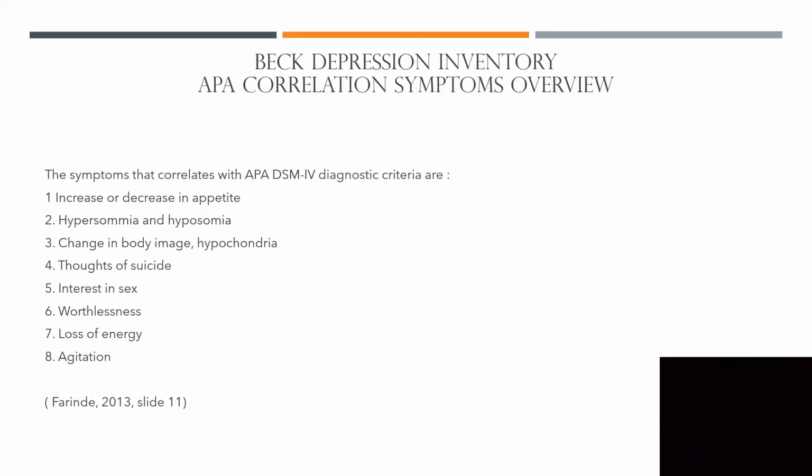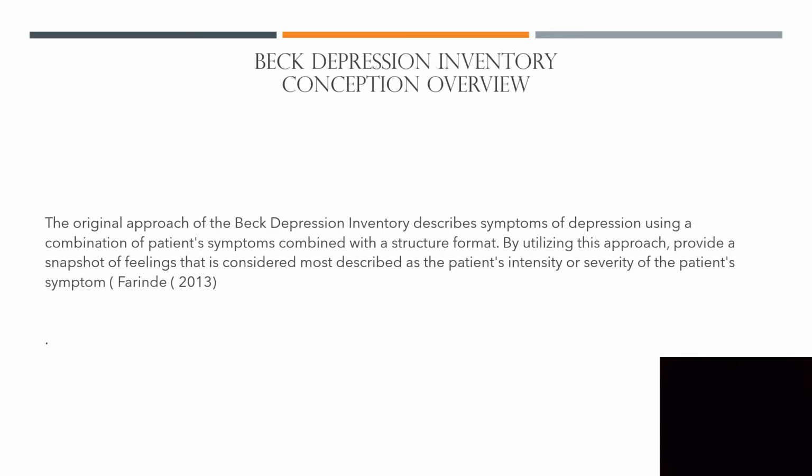In elaborating further, the Beck Depression Inventory, or BDI, correlates with APA DSM-4 diagnostic criteria, and here are just a few examples: increase or decrease in appetite, hyposomnia, change in body image, thoughts of suicide, etc. The approach with the BDI describes symptoms of depression utilizing a combination of patient symptoms and formats. These effective measures provide a snapshot of their current symptoms.